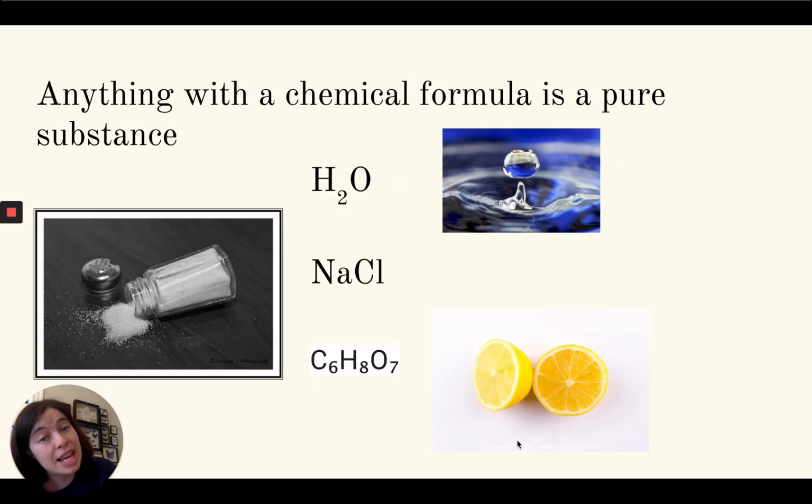So anything that does have a chemical formula is a pure substance. So water has a chemical formula. That's H2O, 2 hydrogens, 1 oxygen. Table salt is NaCl, 1 sodium cation and 1 chlorine anion. Citric acid, the stuff that makes lemons sour, is C6H8O7, so 6 carbon atoms, 8 hydrogen atoms, and 7 oxygen atoms.